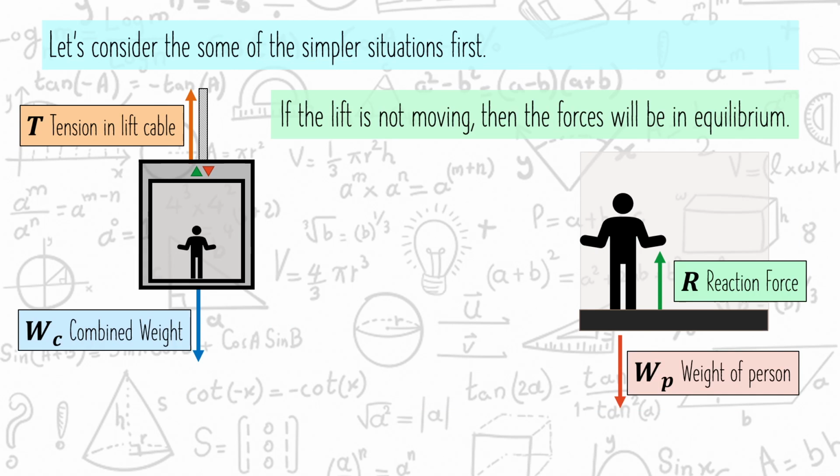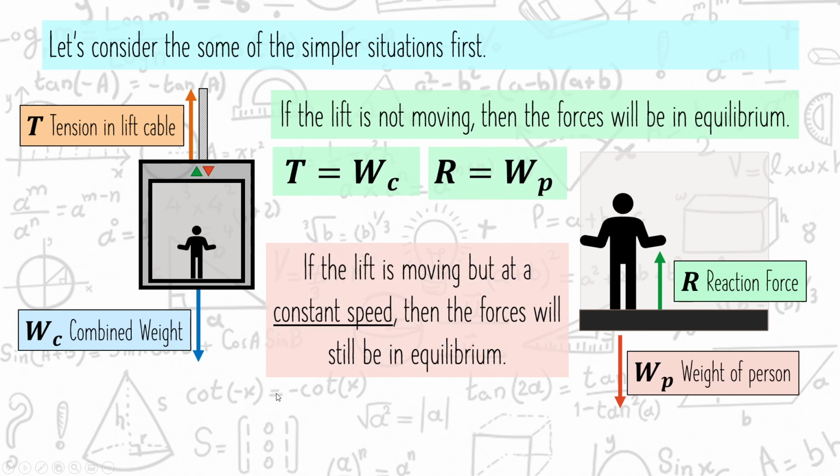If the lift isn't moving at all, then the forces will be in equilibrium. This means that in the big picture, the tension will be equal to the combined weight, and over here, the reaction will be equal to the person's weight. Similarly, if the lift is moving but at a constant speed, then that still implies there's no acceleration and the forces will still be balanced.